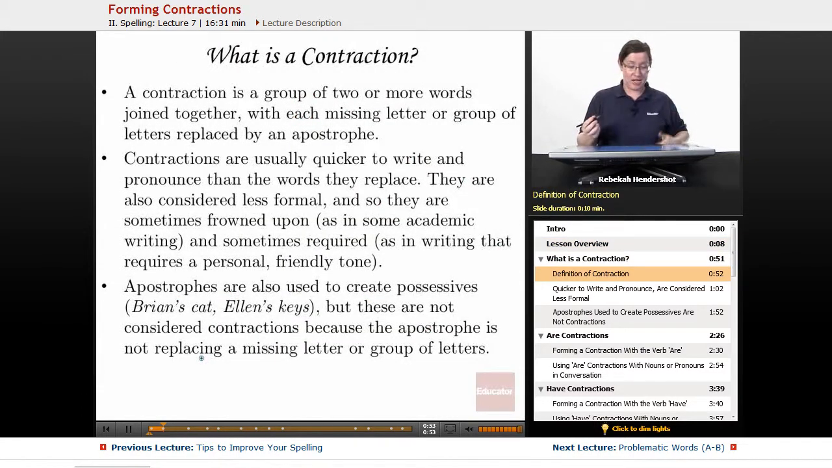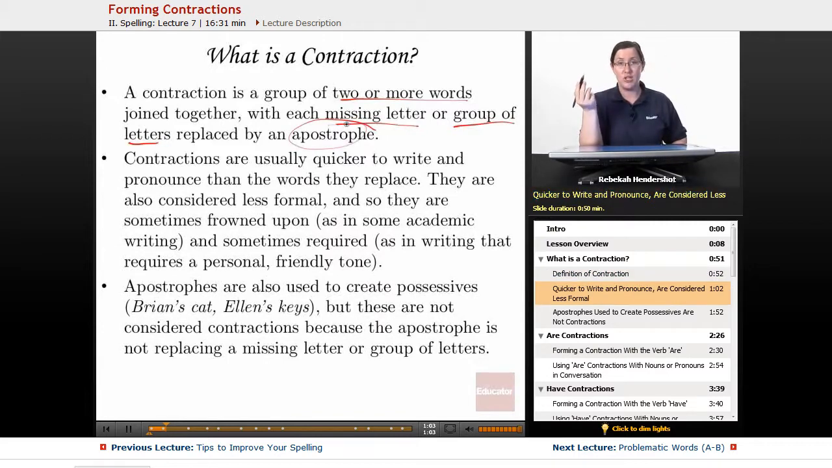Alright, what is a contraction? Well, a contraction is a group of two or more words joined together with each missing letter or group of letters replaced by an apostrophe. Contractions are usually quicker to write and pronounce than the words they replace.